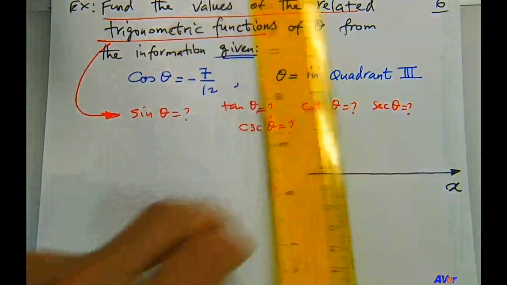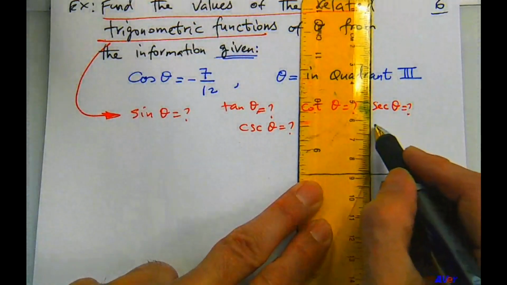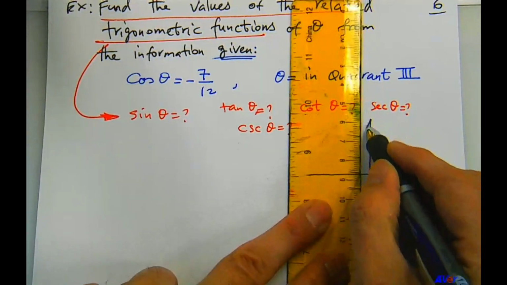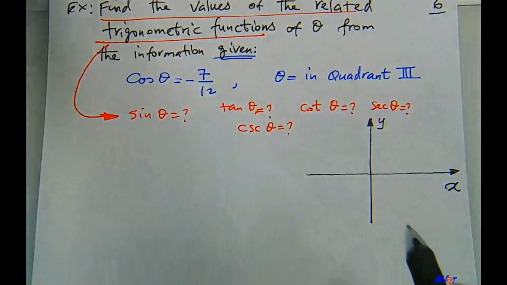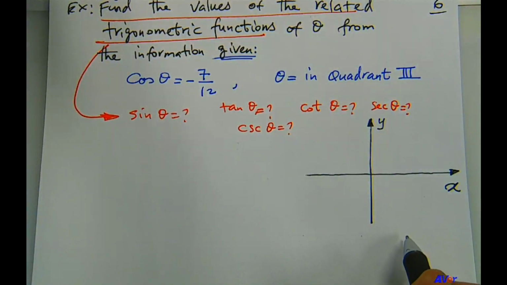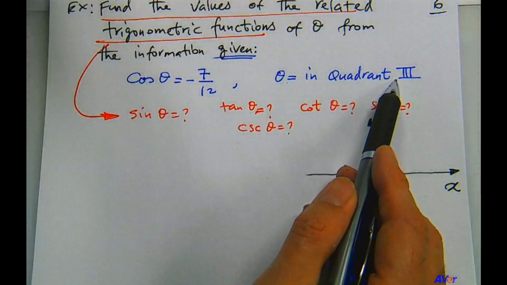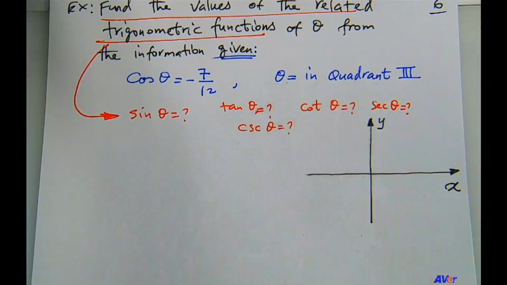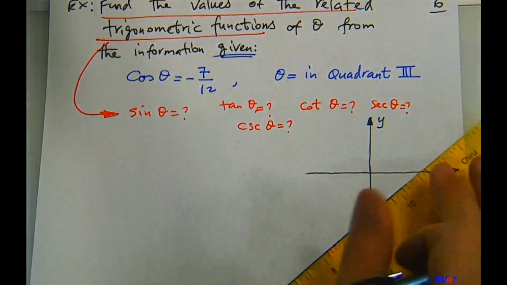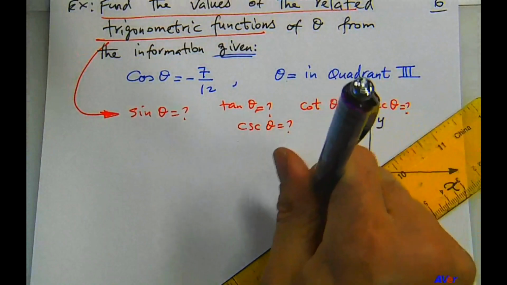So x, and then y. Okay, so we have theta is in quadrant 3, so that would be right here. So I'll just draw an angle right here.